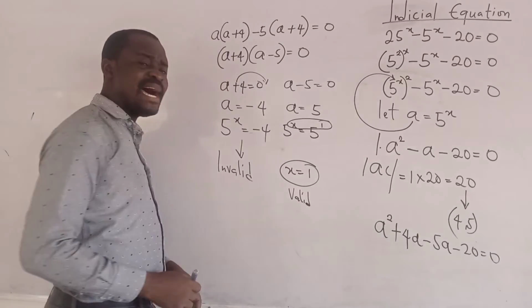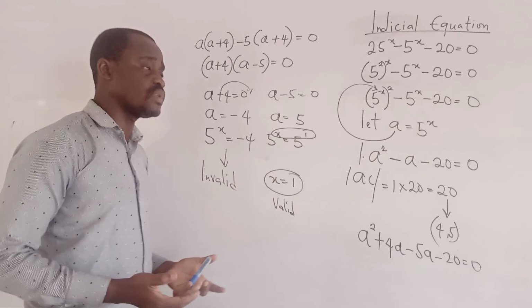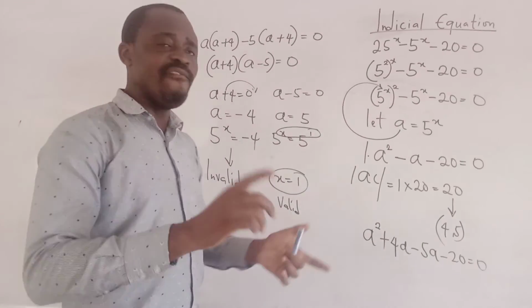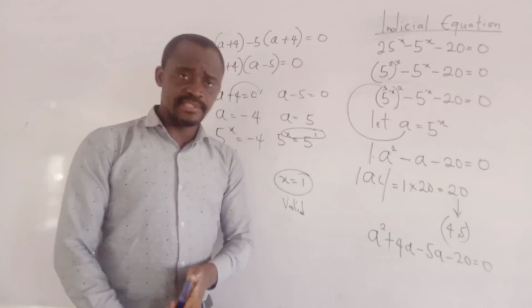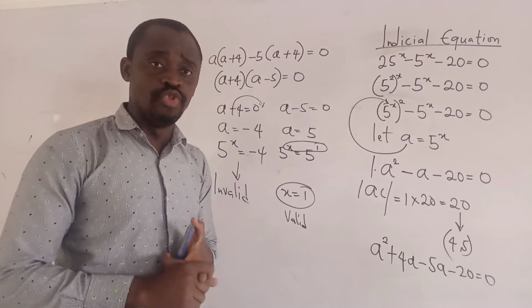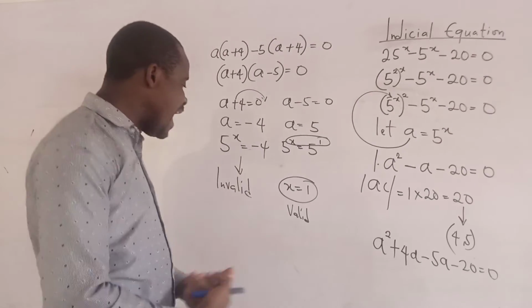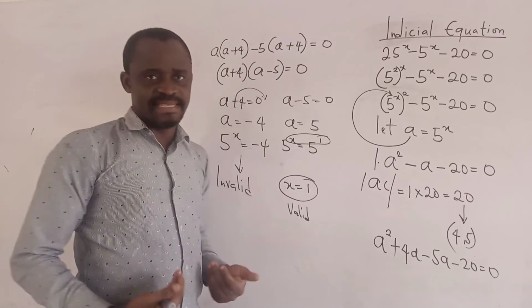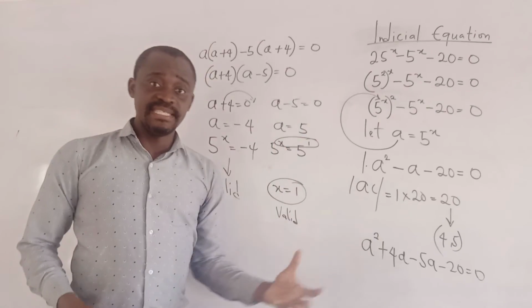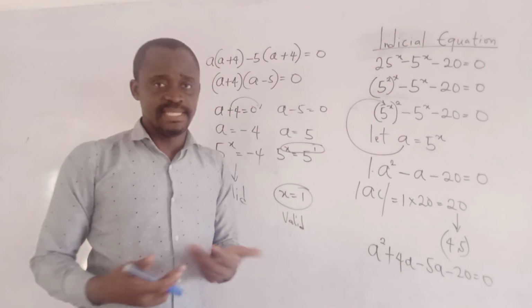Now, in a case where you have two invalid answers, probably your solution is wrong. If you have one valid, one invalid, it is correct. Some students have asked me, is it all the time that you always have one valid and the other one invalid? No. There can be a condition whereby you have two valid answers, but here you have one valid and the other one is invalid. It's fine. I repeat, if you have none to be valid, then there's a problem.